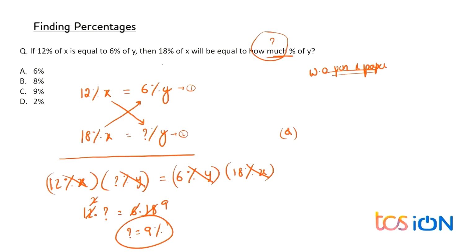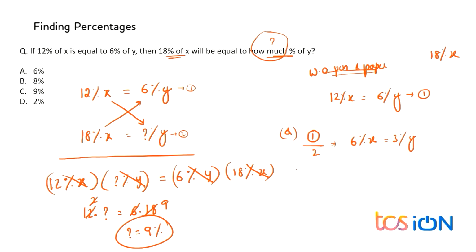Look, I'll just write the data for your reference: 12% of x is given as 6% of y. Now they're asking about 18% of x, how much will it be? The question is regarding 18% of x. Let us say this is equation 1. If I divide equation 1 by 2, what am I going to get? In simple terms, I can say 6% of x, because the equation is divided by 2. So 12 by 2 gives 6% of x, equal to 6 by 2, which gives 3% of y.